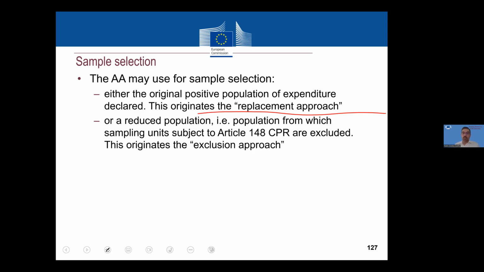Other possibility, you sample directly from what we call the reduced population. I mean, from the very beginning, you exclude these operations from your population. When you select the sample, you are selecting the sample from a clean population without these units. Let me call it the reduced population. And in this case, this results in what in the guidance note on sampling we call the exclusion approach, in the sense that these units from scratch have been excluded from the population.